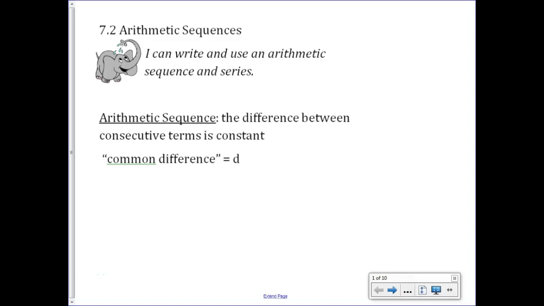Hey guys, today we are talking specifically about arithmetic sequences. An arithmetic sequence is one where the difference between consecutive terms is constant. That means we are adding the same value every time. We refer to that as the common difference, and we use D to represent the common difference.